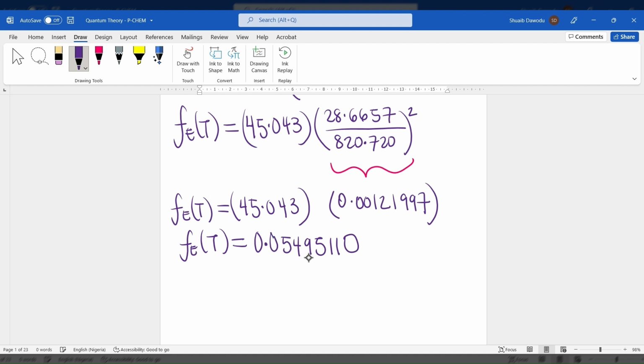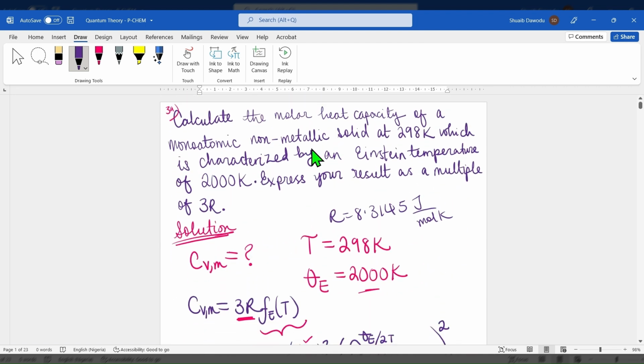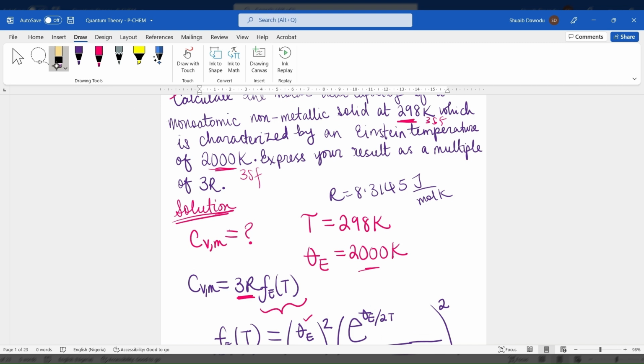F sub e would be 0.054951110. So yeah, that is how you solve it. But let's not also forget that we're dealing with a question, and the best thing we have to do is to put it in the proper number of sig figs. Because of course it's a chemistry question, we will go back to our work and see the lowest number of sig figs. We see from our question that we have 298 Kelvin as one of the values, which is 3 significant figures. And then we also see we have 2000 Kelvin, which is 4 significant figures.